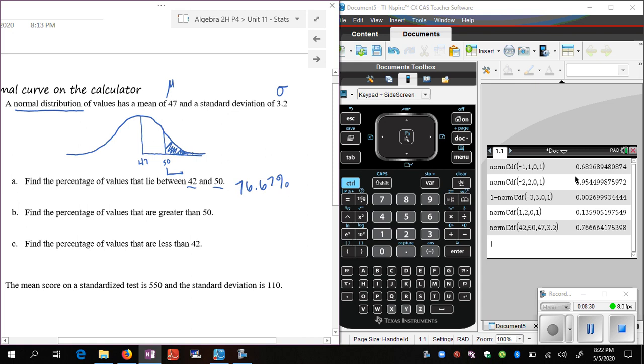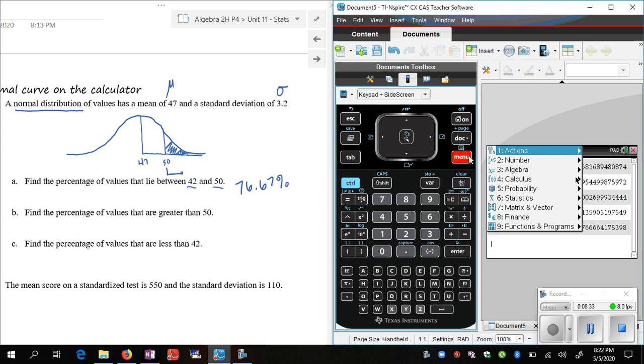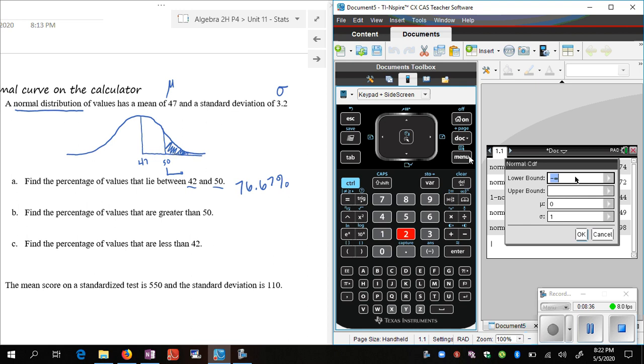For this one, I'm going to go menu 652, for our normal CDF. My lower bound is 50. If I'm talking about greater than 50, my upper bound goes on forever. There is no end to this curve, even if I'm talking about test scores. You might think, well, a test score can't go beyond 100, but you still have to make your upper bound a theoretical infinity. I can't type infinity into the calculator, so I'm going to type in a ridiculously large number by doing 10 exponent 99.